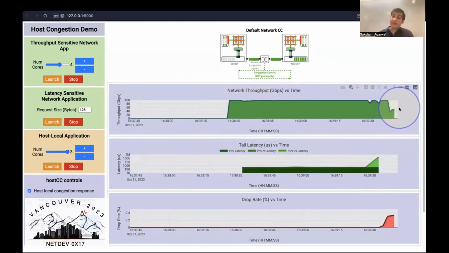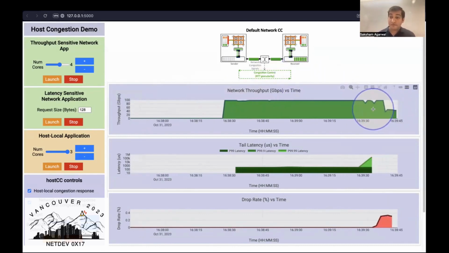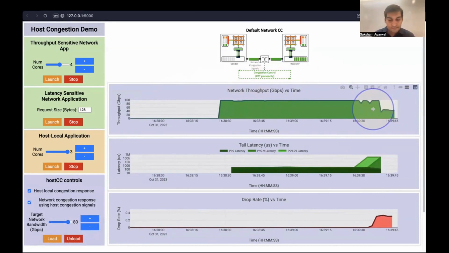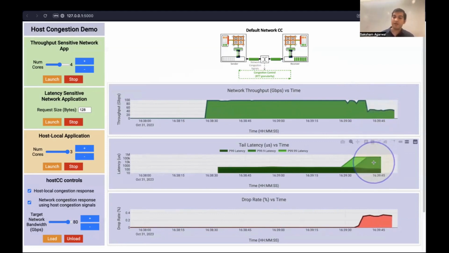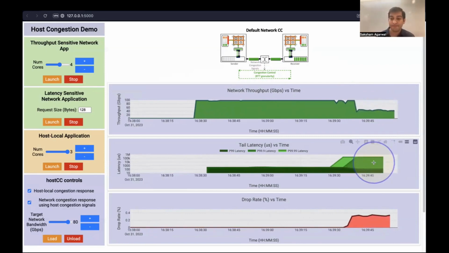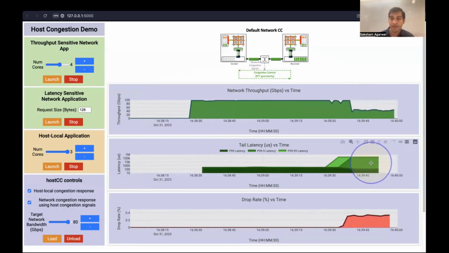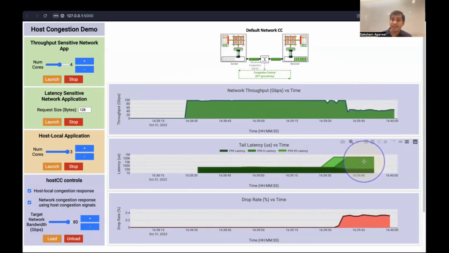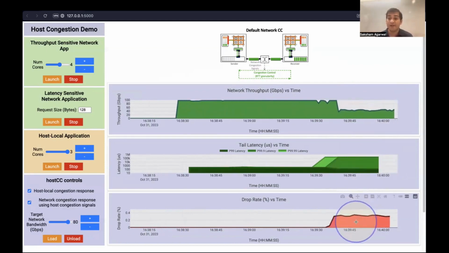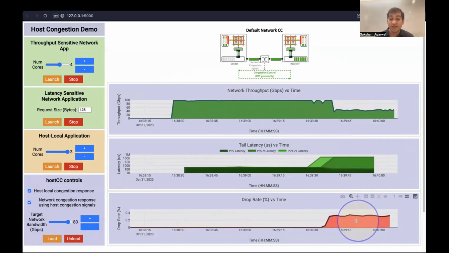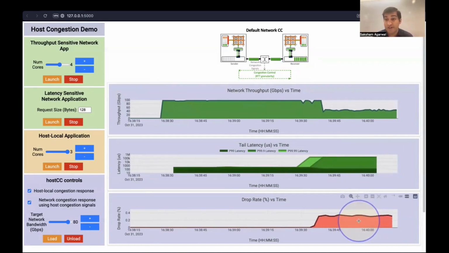Okay, so we see the network throughput degrading by up to 55%. The tail latency is inflating by multiple orders of magnitude. And such large inflation in tail latencies is primarily because of retransmissions and timeouts caused by packet drops. Host congestion here is leading to a steady stream of high drop rates of around 0.3%.